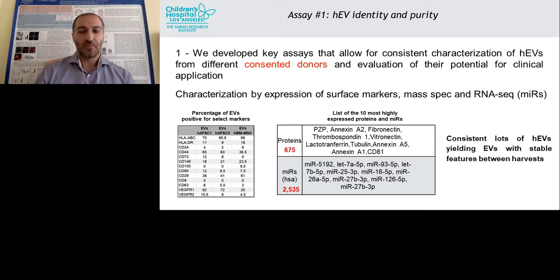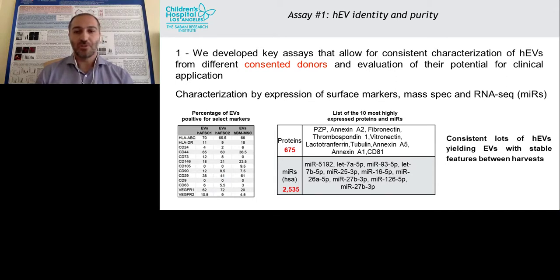Next, we looked at their protein cargo and microRNA, by RNAseq and mass spec. In this diagram, you are seeing the 10 most highly expressed proteins and microRNA. I should say that we identified 675 intact proteins in these EVs, and 2,535 microRNA were expressed. And these profiles really allow us to put a fingerprint on the EVs, an identity tag that lets us identify and characterize them each time we have a new line.